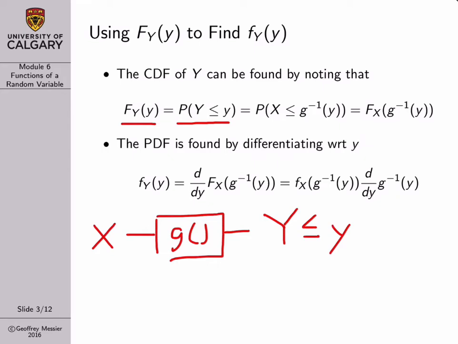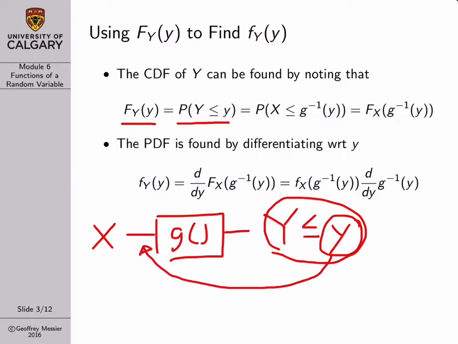However, we can translate this condition back to the input. We already know that capital X is equivalent to capital Y after transformation through the system. So all we need to do is take lowercase y, which is our constant, and translate it back to the input. The condition we have at the output is equivalent to saying what's the probability that x is less than or equal to the inverse of the function, where we've got lowercase y as our argument. So that's what we've written here.